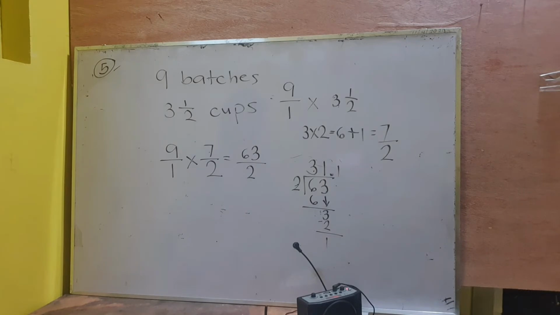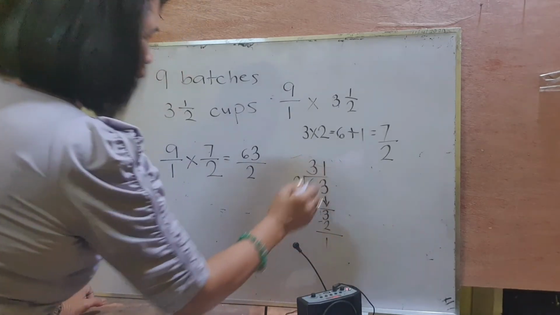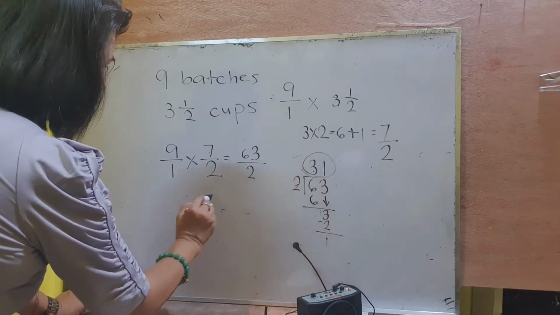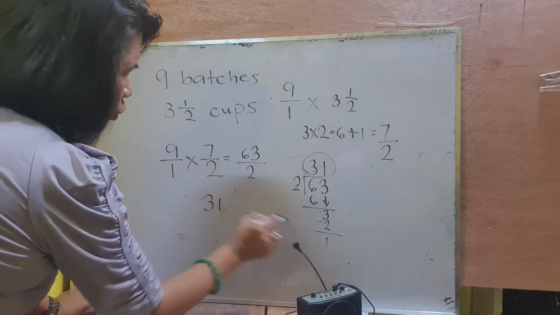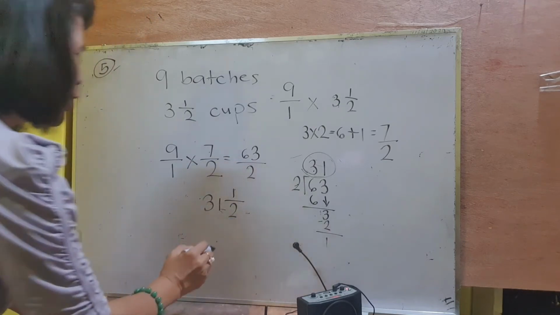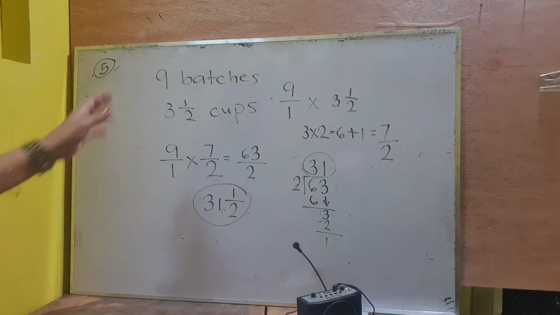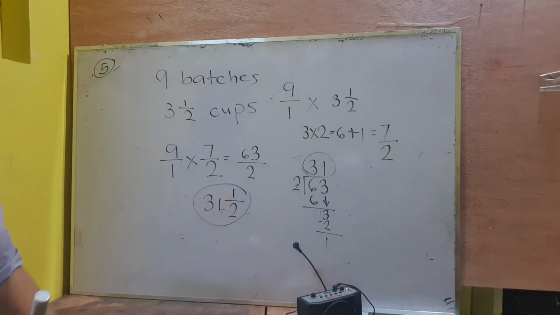Okay, so tingnan natin ito ngayon. So this is now 31.1. Hindi pala, ganito. Okay, so ito ngayon ay magiging, ito yung 31, ano? Okay, so this would be 31 and ito yun, 1/2. Ito ngayon yung inyong magiging final answer. Ayan. So, ibig sabihin, for you to be able to bake 9 batches, okay, mangangailangan kayo ng 31 cups and 1/2.